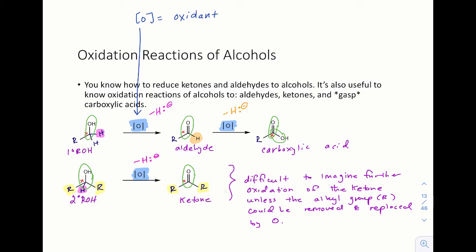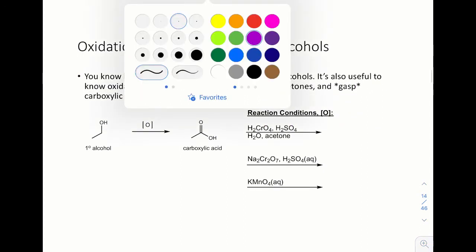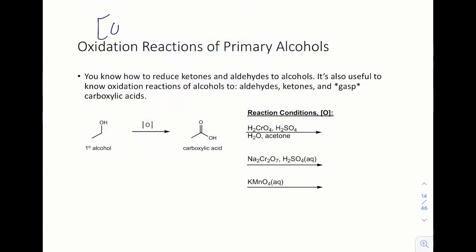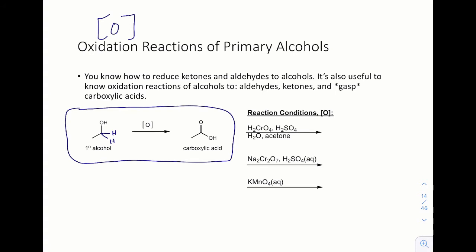Now that we have thought through the various possibilities and the overall bonds being made and broken in oxidation reactions of alcohols, let's begin to learn the reagents. Let's learn what I meant by O, the specific oxidants that we will encounter when considering these transformations. What we will begin with is just the overall big time oxidation of primary alcohols to carboxylic acids.